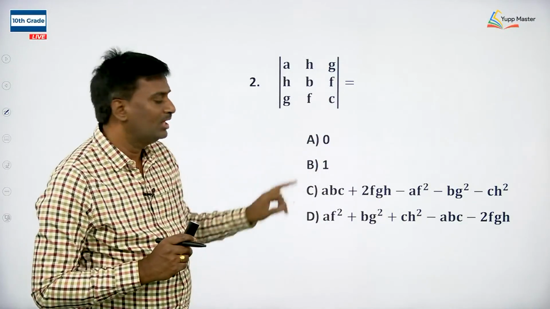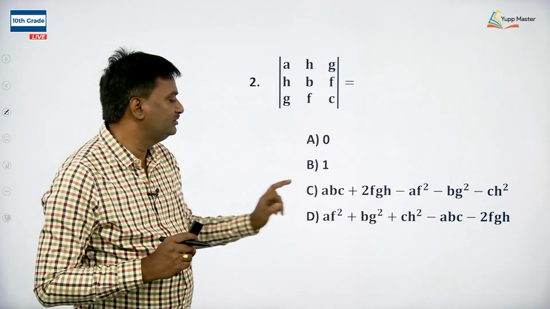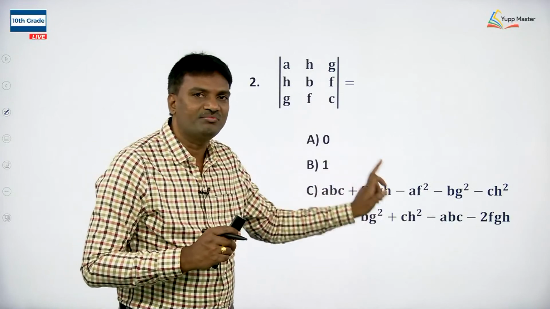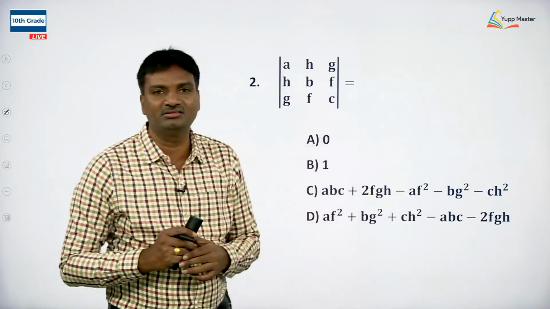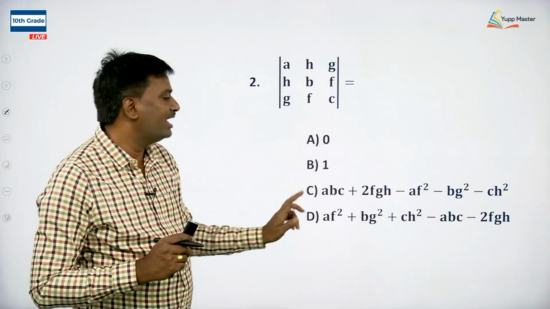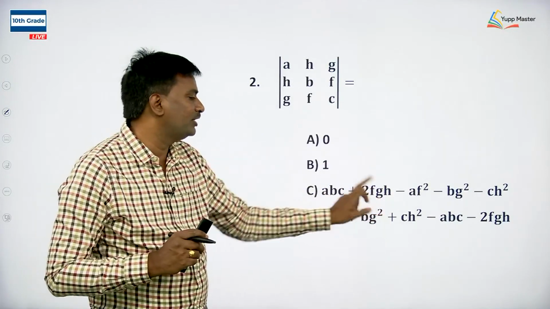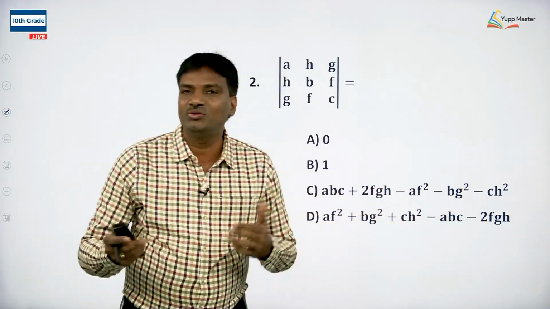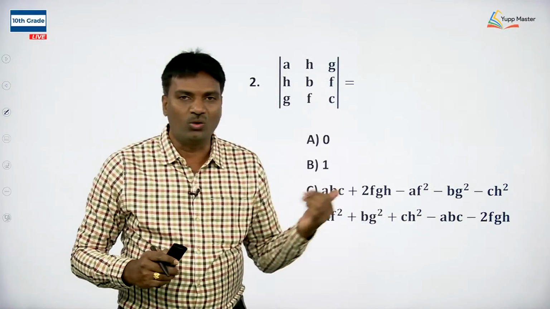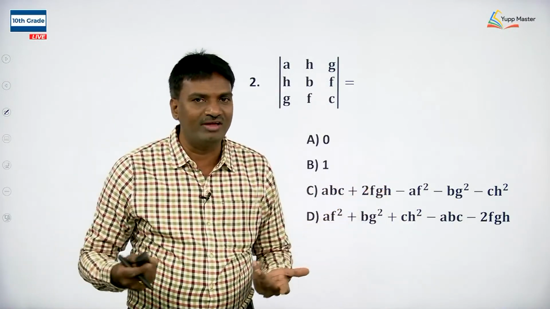Option A is 0, option B is 1, option C is ABC plus 2FGH minus AF square minus BG square minus CH square. Option D is given as AF square plus BG square plus CH square minus ABC minus 2FGH. Now let us expand the determinant of the given matrix.